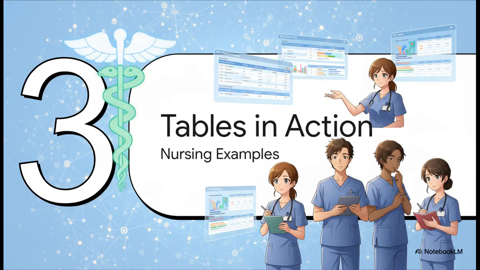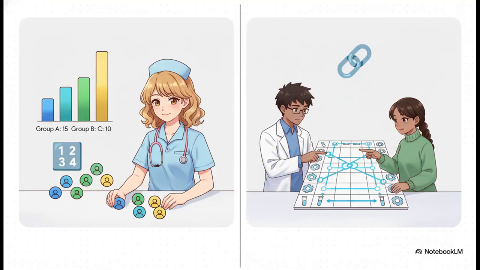Okay, that's enough theory. Let's see how all this actually works in the real world. I mean, what do these tables really look like, and how do they function when we're talking about actual nursing research? In nursing studies, you are going to see a few key types of tables over and over again. A frequency distribution table is probably the simplest. It just counts how many times something happens.